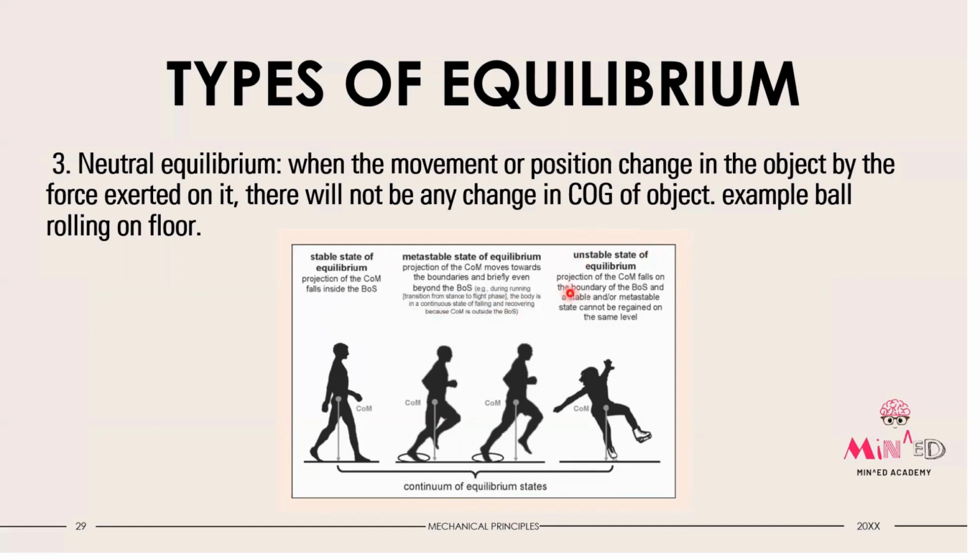Then unstable equilibrium. The projection of center of mass falls on the boundary of BOS, and a stable or metastable state cannot be regained. So suppose when we slip on a floor or stairs, what happens? The COM is projected on the boundary of the base of support. It's neither inside the base of support, nor on the boundary. It's just outside the boundary. So that's why one falls down.